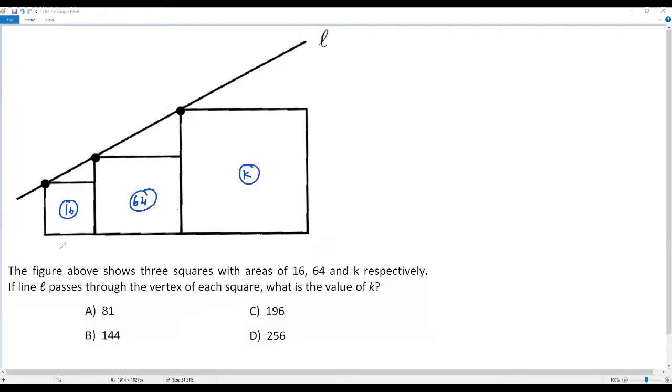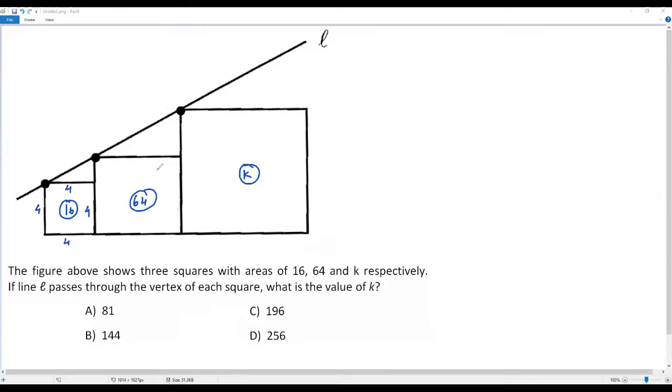Okay, now let's consider the first square, which has an area of 16. To get the length of each side of this first square, I have to take the square root of the area, 16. When I find the square root of 16, it's 4. So the length of each side of the first square is 4. So here we have 4 and here we have 4.